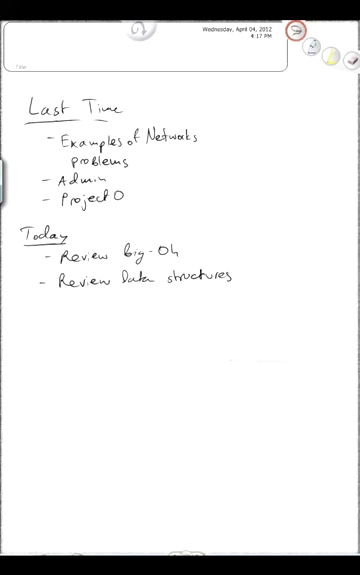So this is our second lecture, and last time we discussed some examples of networks problems. And then after those examples, we just did a little bit of administrative stuff looking at the class syllabus, and then we talked about Project Zero just to get you started on your projects for the quarter. And the plan for today is to begin by reviewing Big O notation and then review some basic properties of the most common data structures that we'll be using in class. So let's get started.